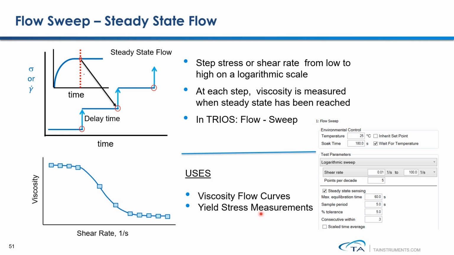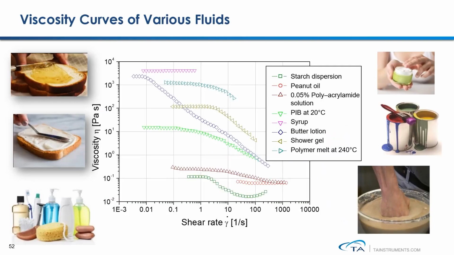The second application for using this flow sweep experiment is to measure yield stress of a sample. This slide shows the viscosity of varieties of different kinds of materials. The viscosity of a corn syrup is high, but it behaves like a Newtonian fluid because the viscosity measured here is independent of the shear rate. The viscosity of a butter lotion sample shows extremely shear thinning behavior. And the viscosity of a polymer melt will show some Newtonian behavior under low shear conditions, but under high shear, it exhibits shear thinning behavior.